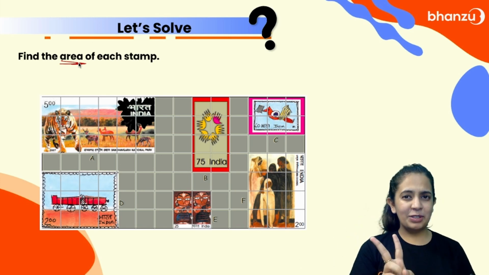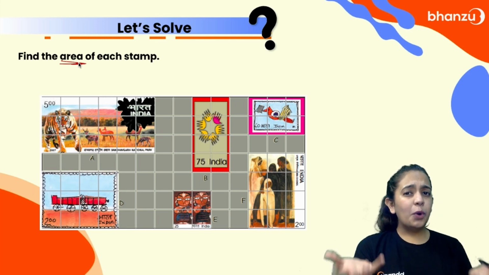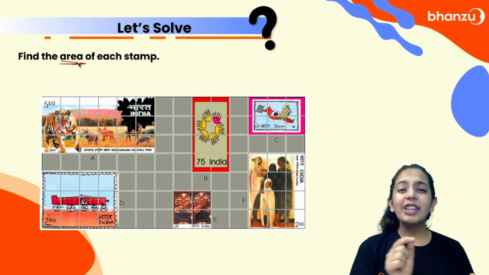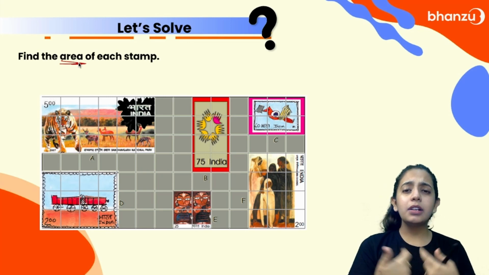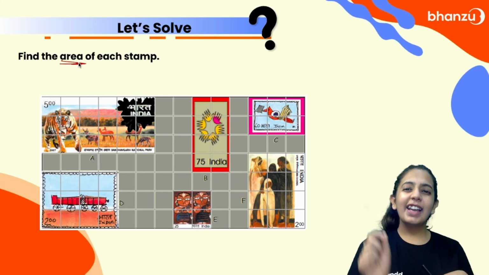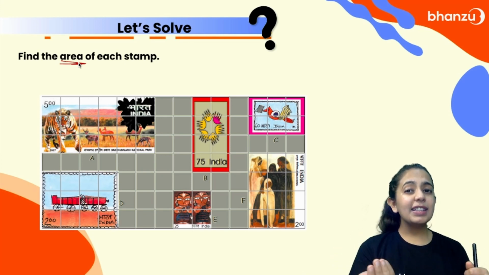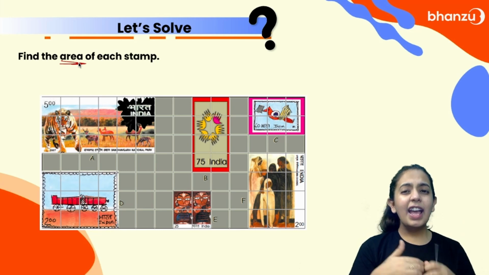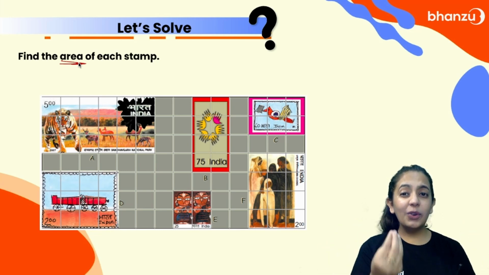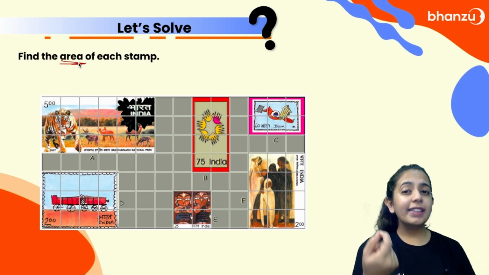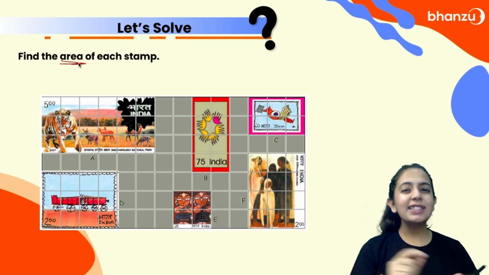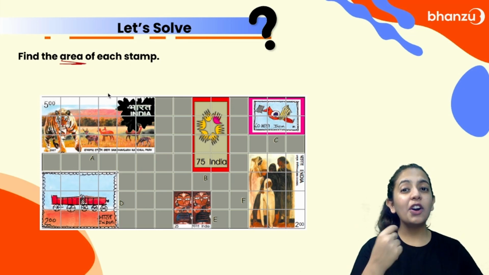So there are two steps to do that. First, divide the shape into small square boxes. And what is going to be the side of those small square boxes? That would be of 1 unit. Maybe 1 centimeter, 1 meter, 1 millimeter, 1 kilometer, anything. It must be 1 unit. Okay, and what is the second step? Just count the number of square boxes. Great. Okay, at last, what is the unit that you're going to use when you're going to write the area? That would be square units. Awesome. Now let's start one by one and find out the area of each stamp.